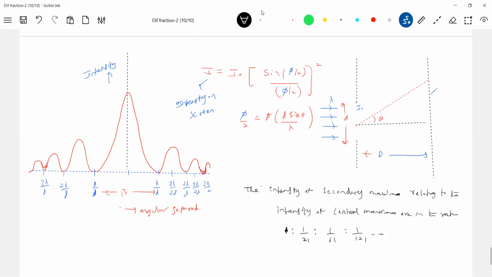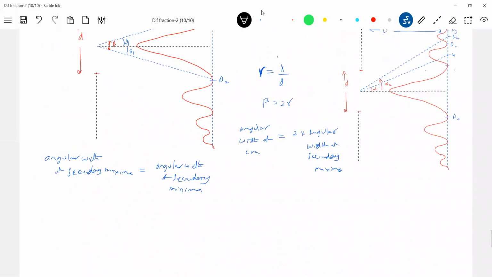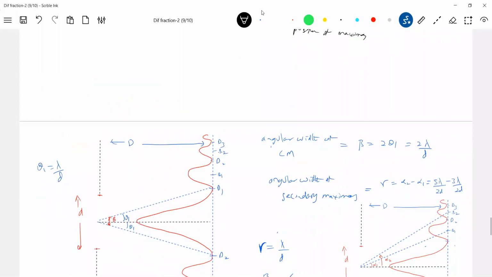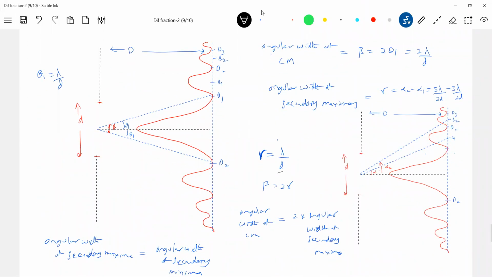I'll vary the width of the slit. As I already told you, if I keep increasing the width of the slit, at one particular width, what happens? The secondary maxima and minima will disappear. Okay, sir, they disappear. What is the problem?